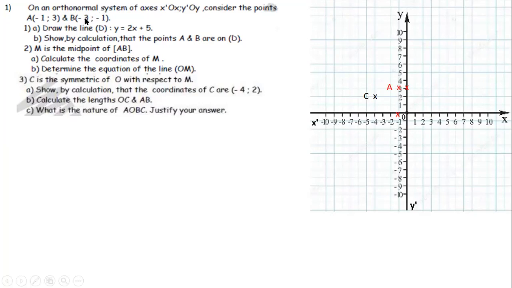Point B is -3, -1. So it has -3 abscissa. This is the -3 abscissa, and -1 ordinate. Where they intersect, I get B. As you read, Sarah, we have to draw line D, which has an equation y equal to 2x plus 5.